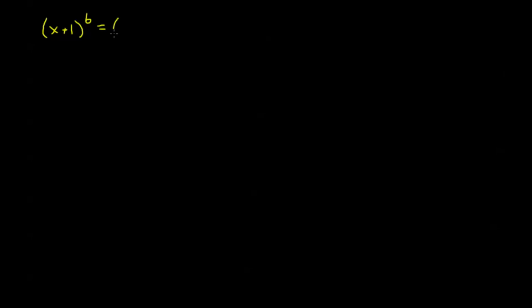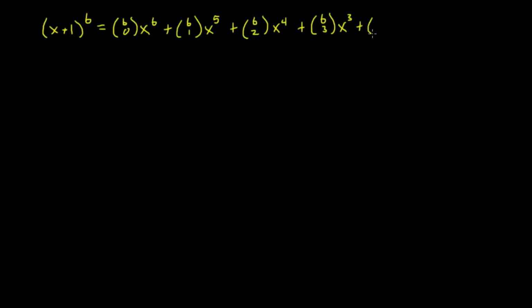Well, using my binomial theorem, this is going to be 6 choose 0 times x to the 6th, 1 to the 0, but I'm just going to omit the 1s, plus 6 choose 1, x to the 6 minus 1, which is 5, 1 to the 1, which is just 1, plus 6 choose 2, x to the 6 minus 2, or x to the 4, plus 6 choose 3, x to the 6 minus 3, or x cubed, plus 6 choose 4, x to the 6 minus 4, or x squared, plus 6 choose 5, x to the 6 minus 5, or x to the 1, plus 6 choose 6, x to the 0, 1 to the 6, so just plus 6 choose 6.